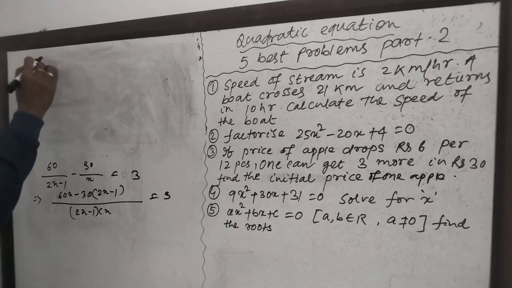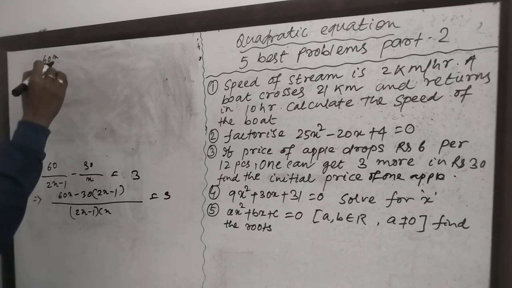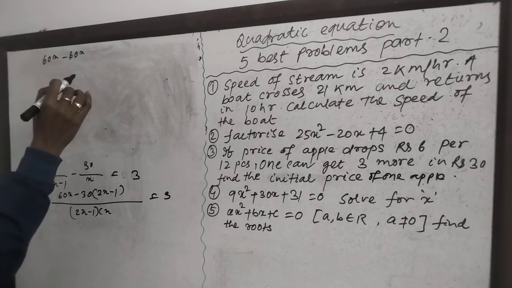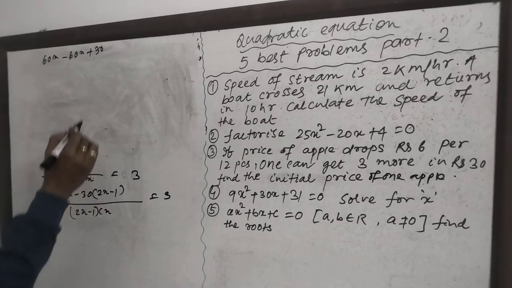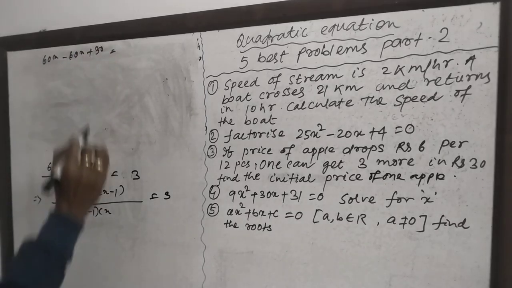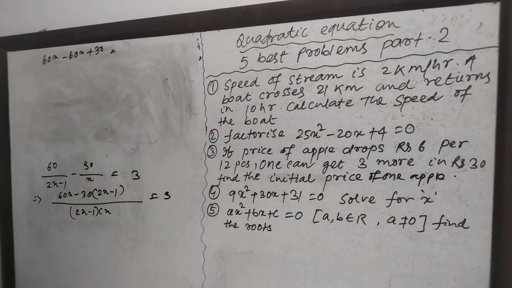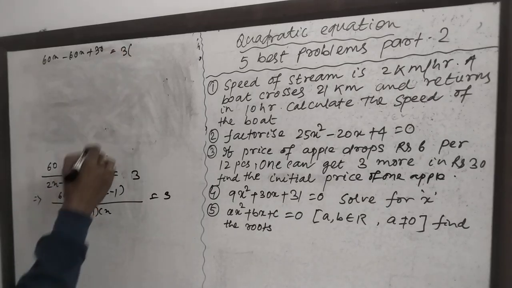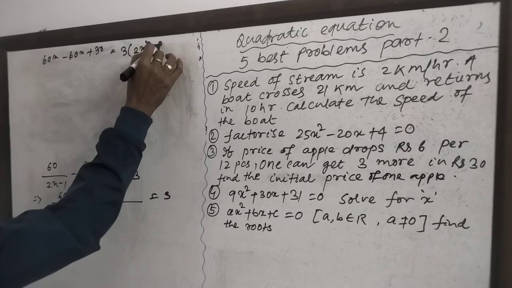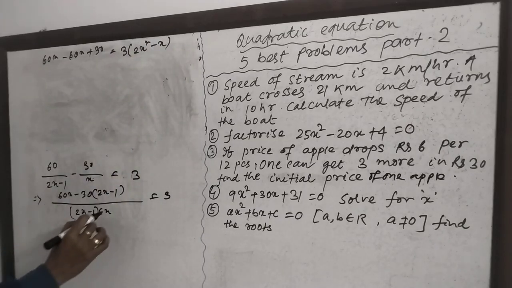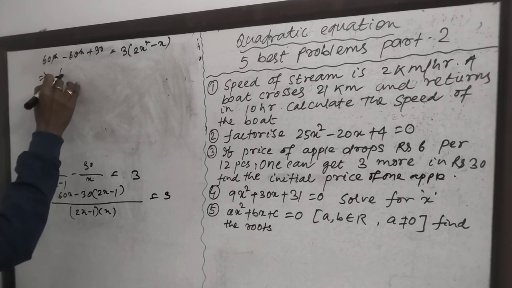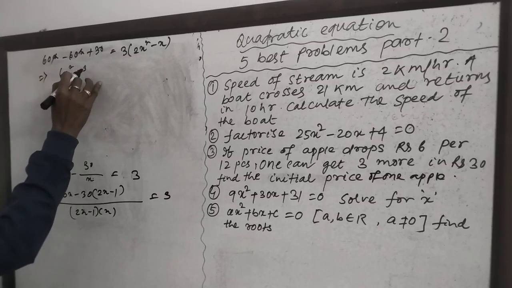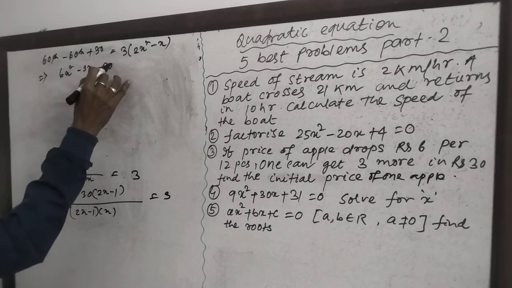Okay, 60x minus 60x plus 30, minus minus plus, is equal to 3 into 2x square minus x. Okay, 6 and 6 cancel, and 6x square minus 3x minus 30 is equal to 0.